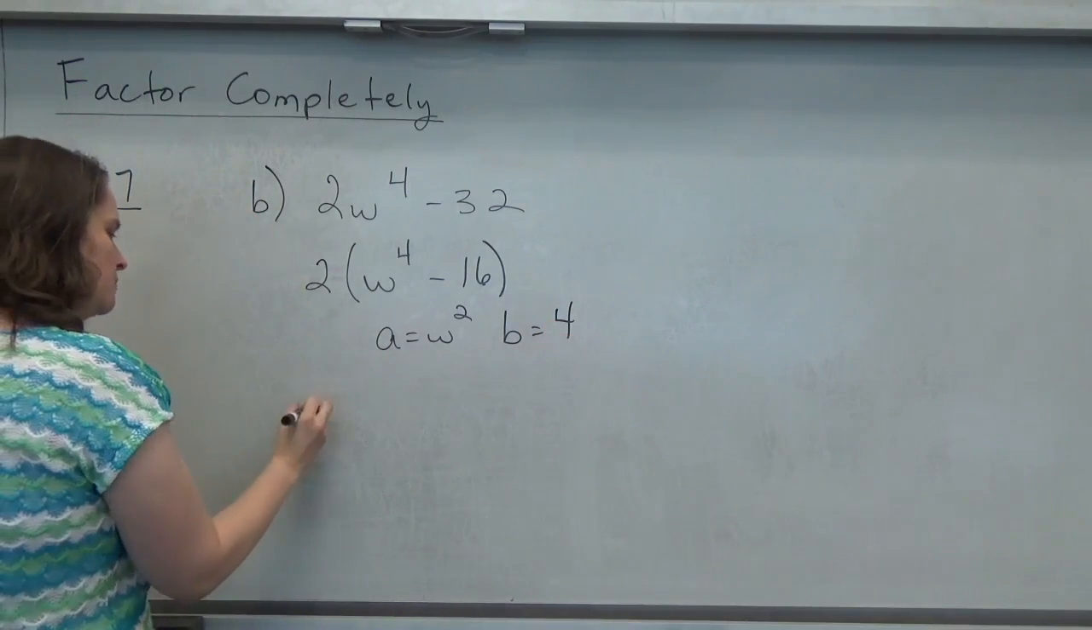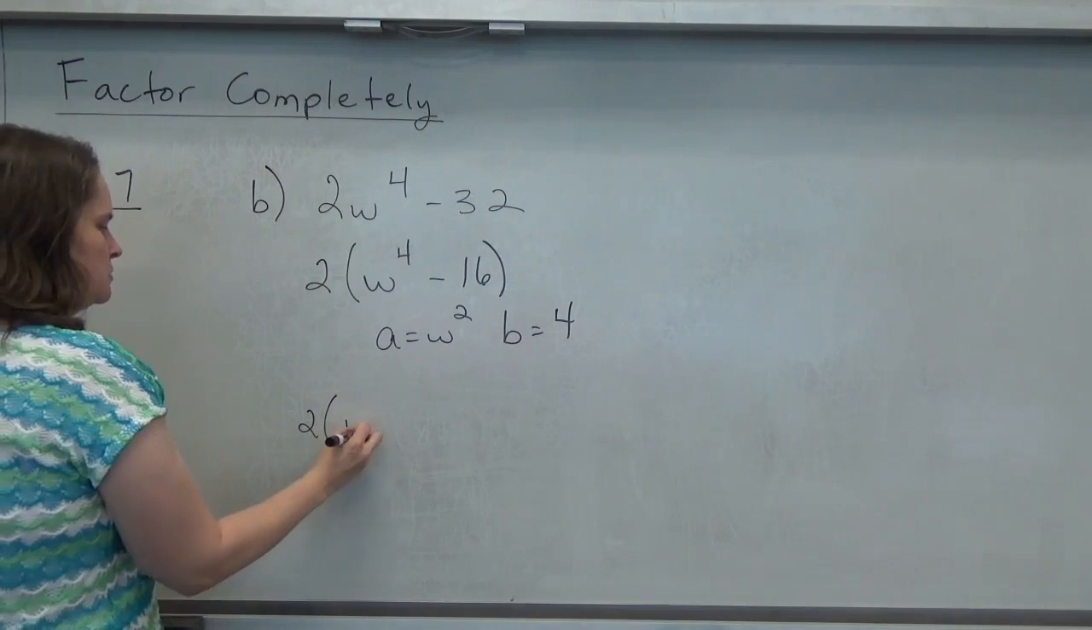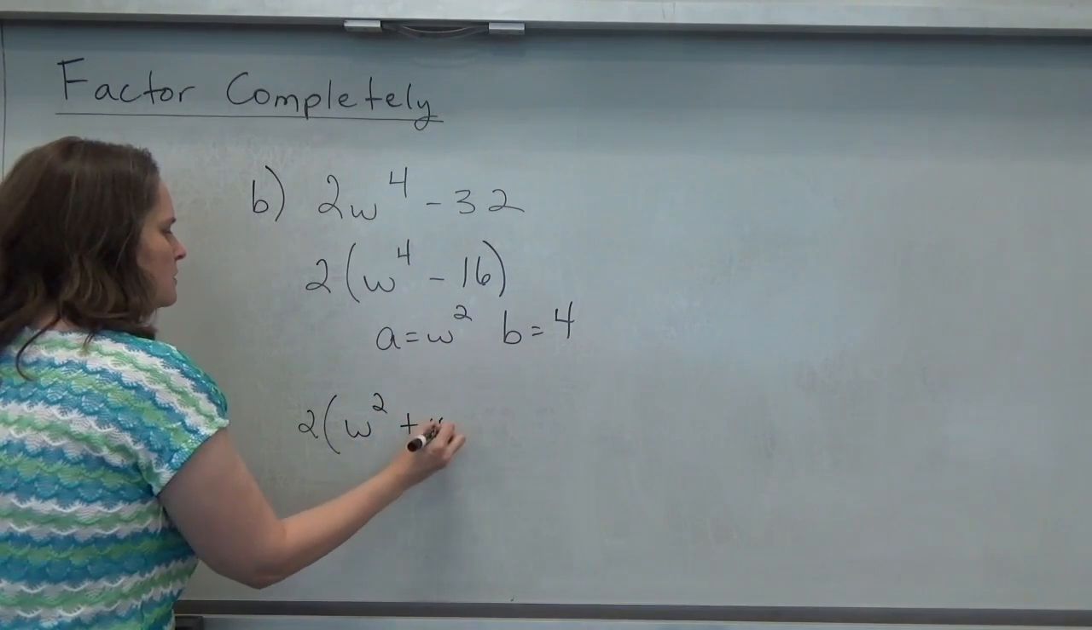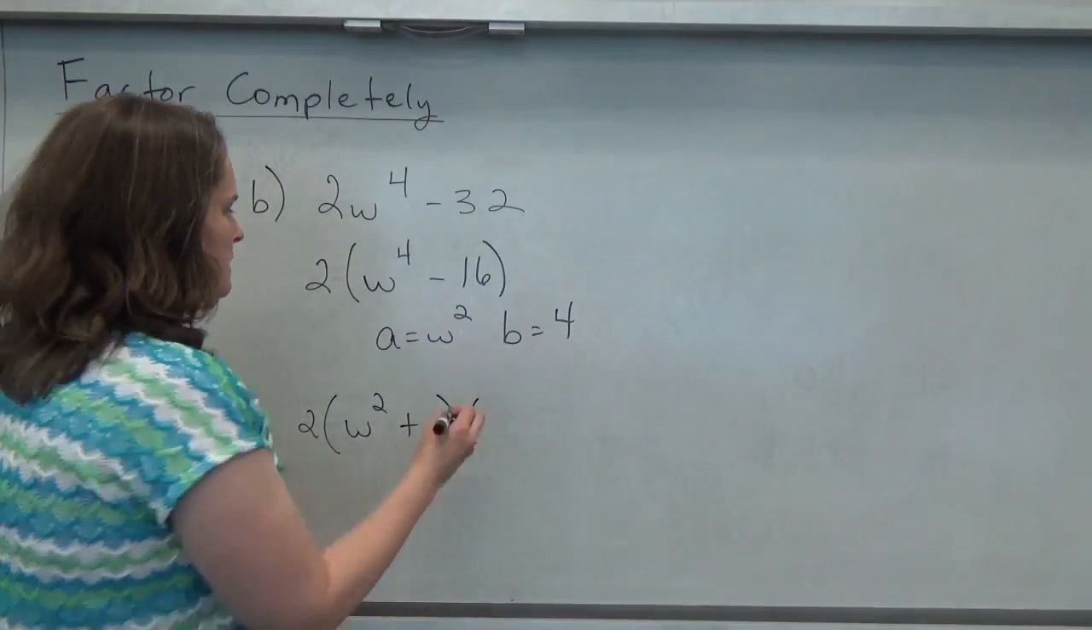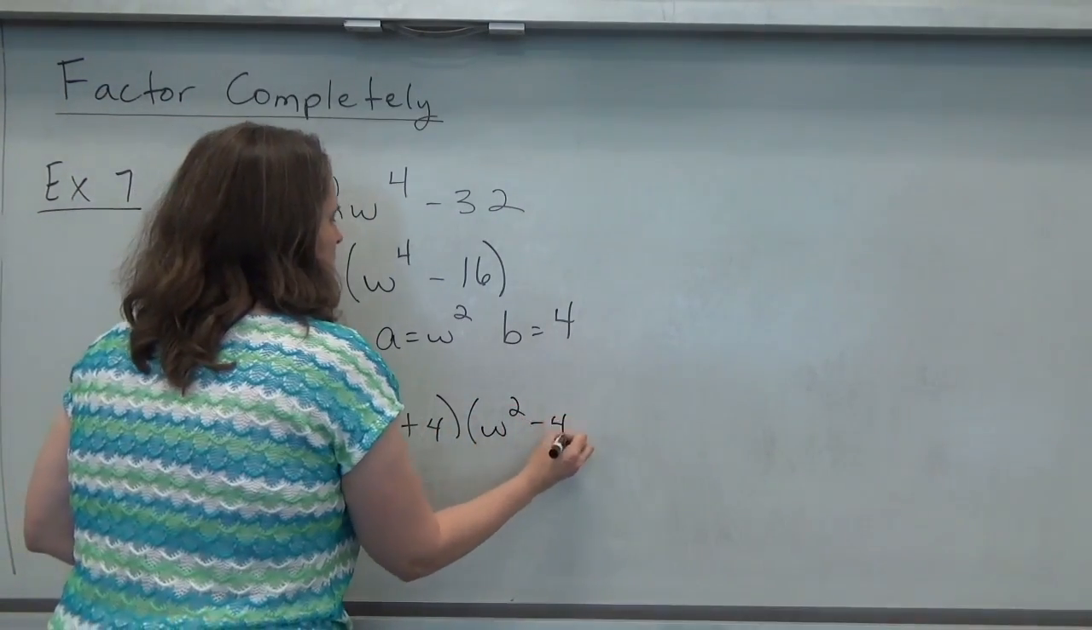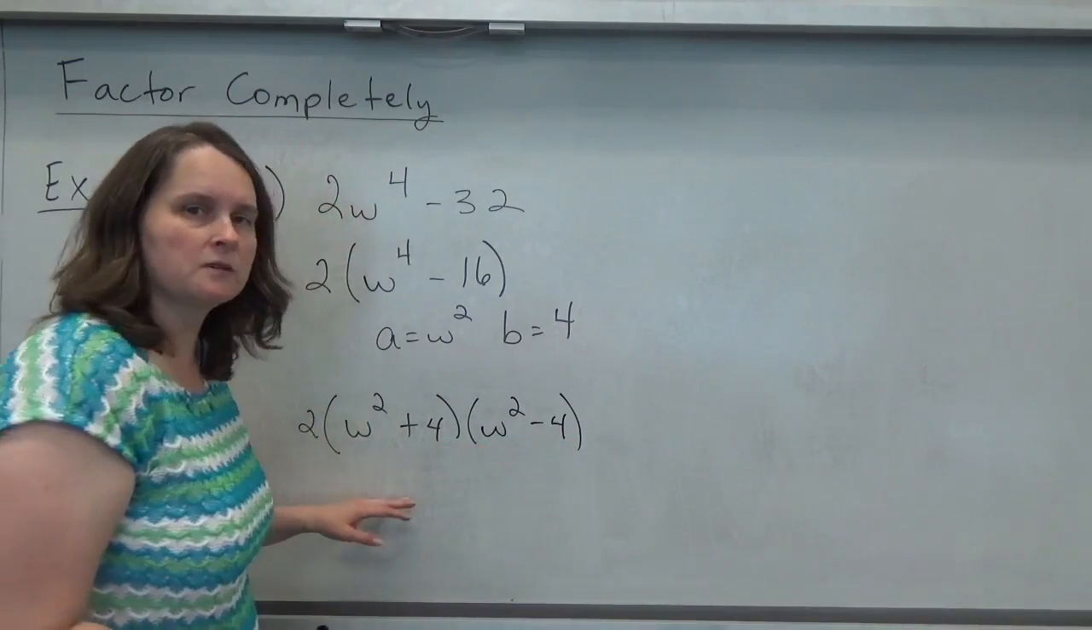So we can bring the 2 down. That leaves w squared plus 4. And this is just using the formula, a plus b, and then a minus b is w squared minus 4. So I got this piece using my difference of squares formula.